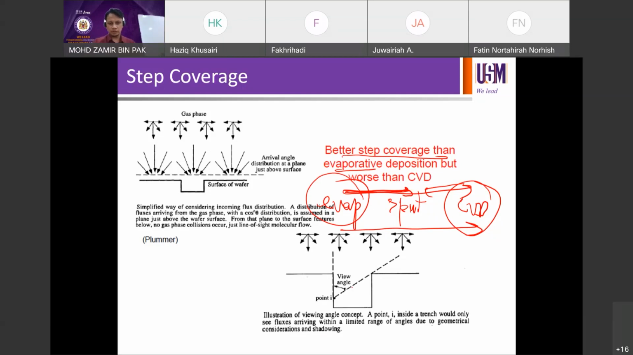So if there are features, then certain places will not be covered, right? Certain places will not be covered if you have a shading effect. So for example, if you have two different conditions, you want to coat your glass, you have a glass substrate.